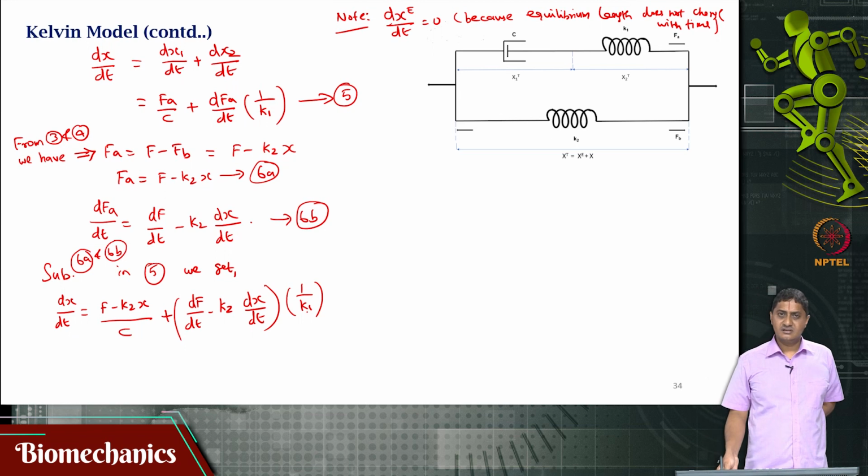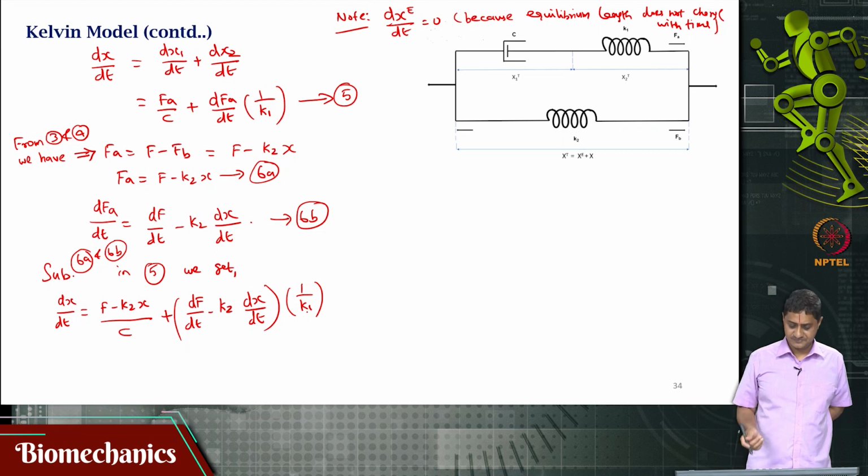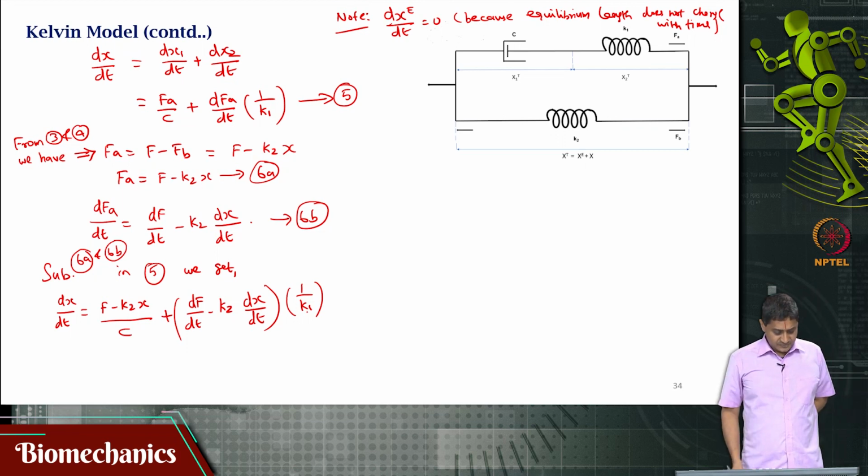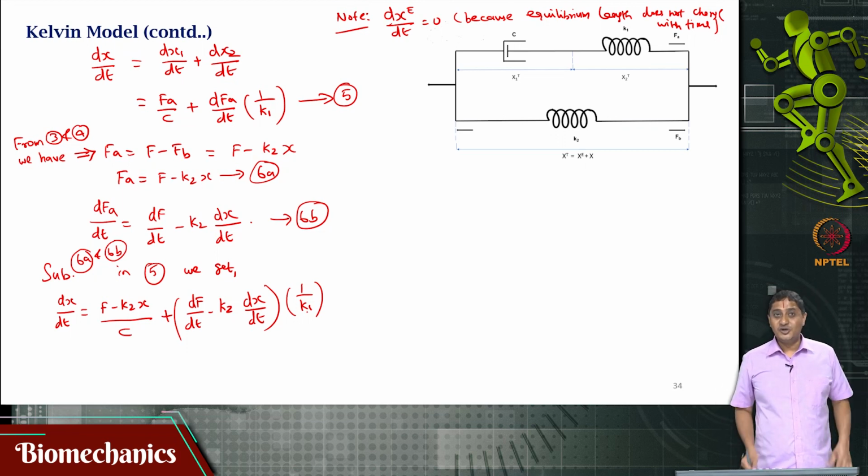Is this clear? If it is not clear, you need to go and check the algebra. Please pause the video again and check whether the algebra works out. It is correct, but can you check? You write this in your own notebook and check whether this is correct and whether you are convinced. You need to be convinced.